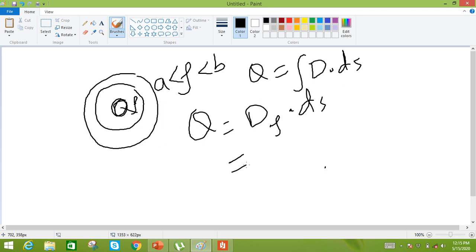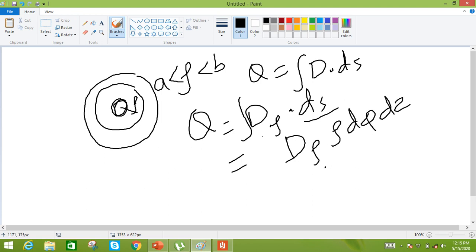So Q will be equal to ∮ D_ρ dS. If we take this differential surface having the ρ direction, what will be the magnitude of dS? It will be ρ dφ dz, where φ will extend from 0 to 2π and dz will extend from 0 to L, because we had taken a right circular cylinder of length L as a Gaussian surface.